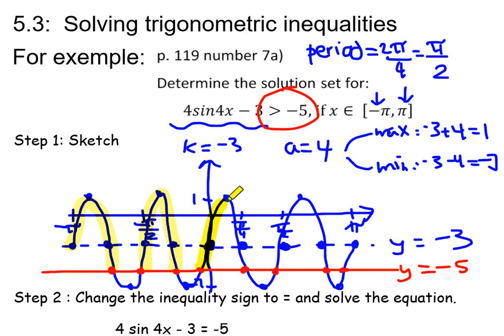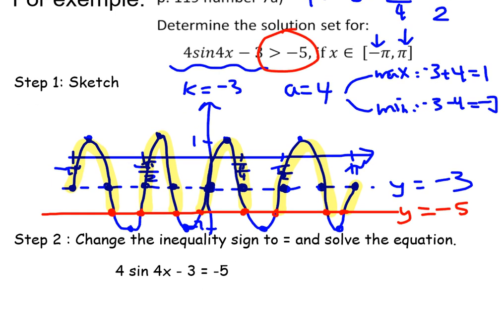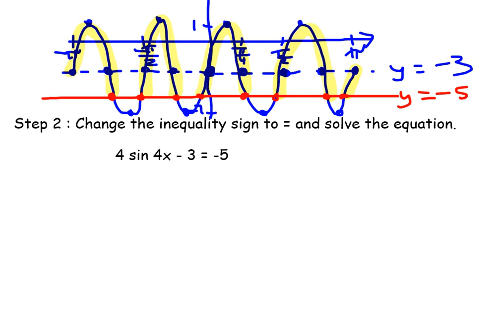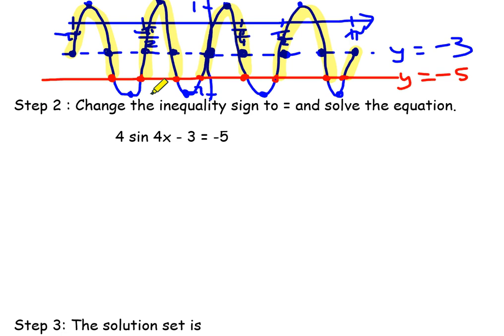So what we're going to do first is find the red points: when is it equal to? And then after, we're going to write our solution. So if I look at this, I want to find my red point. When is my equation equal to negative 5?